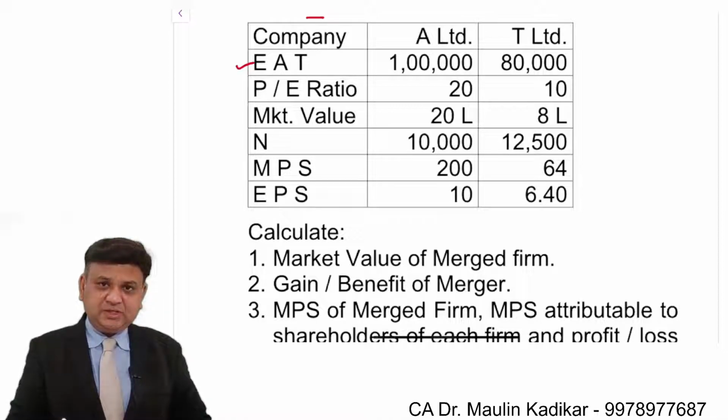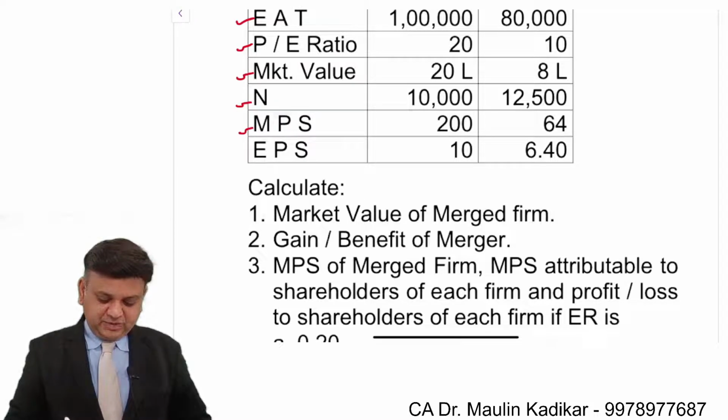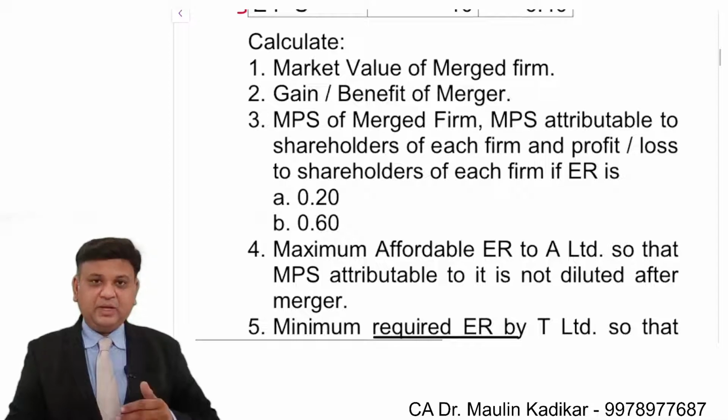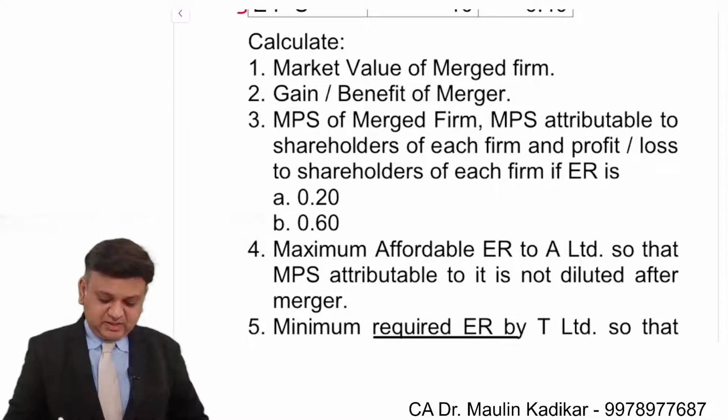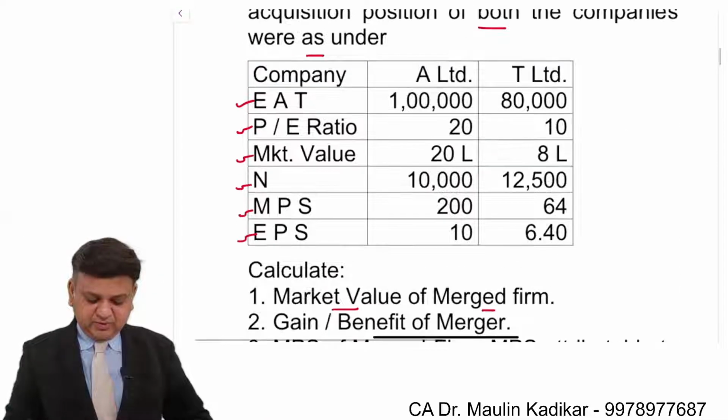Earning information is given, price earning ratio is given, market value is given, number of equity shares, per share market price and per share earning is given. The first question is, what is the market value of the merged firm? That is the first question. And so on, further questions are provided to us.